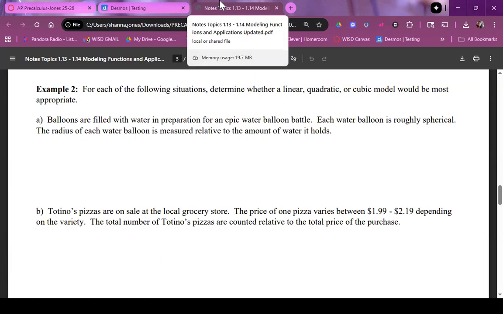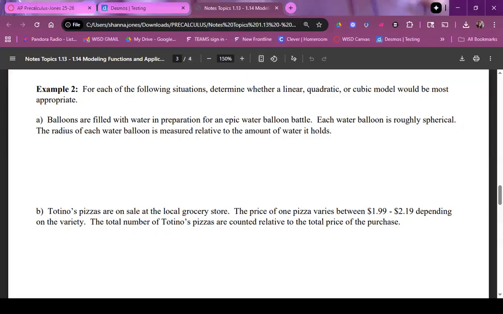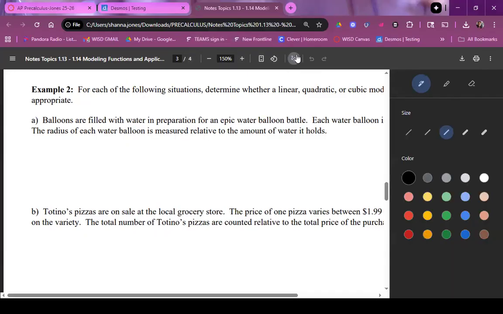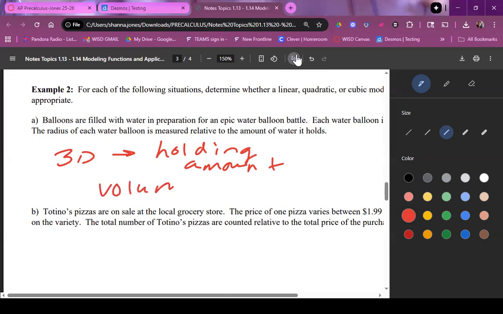So what would be the best model of this? I'm talking about something 3D holding liquid. Cubic. Why is that? It's volume. We are referring to volume, because we are talking about a 3D object holding an amount of something. That means that we're looking at the volume, which means that we're going to be ideally working with a cubic model. Make sense? Okay.